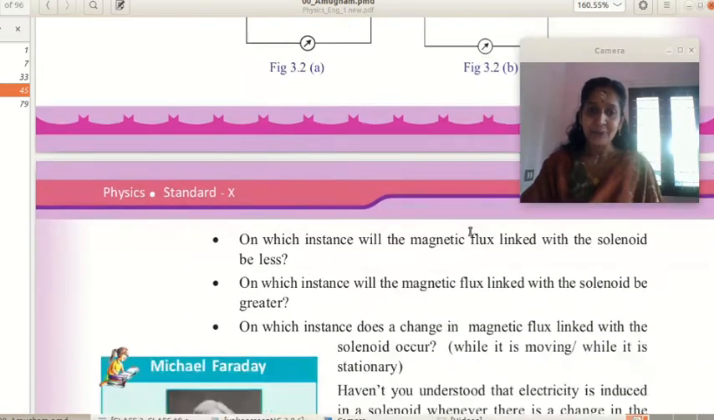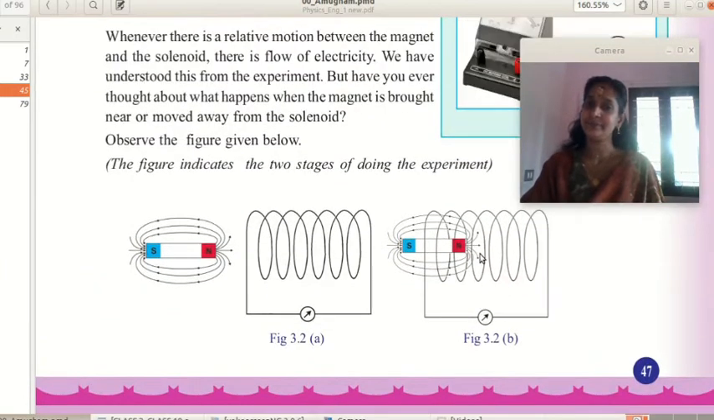In the second case, on which instance will the magnetic flux linked with the solenoid be greater? The second case, because the magnet is moving into the solenoid. Isn't it? Yes. So, when the magnet and solenoid come together, if both are approaching more, then what happens? Deflection of the galvanometer increases.